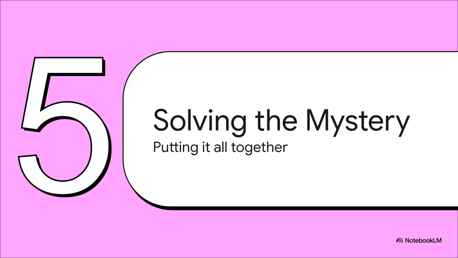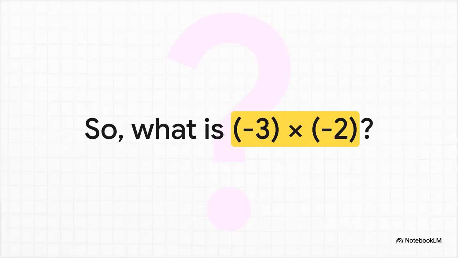And now for the grand finale. We have our foundation. We know multiplication is just repeated addition. And we have our key insight that the negative sign can mean the opposite of. It is time to combine them and solve this thing once and for all. Here we go, the original problem that started this whole journey. Negative 3 times negative 2. Let's use our new tools and just break it down logically.